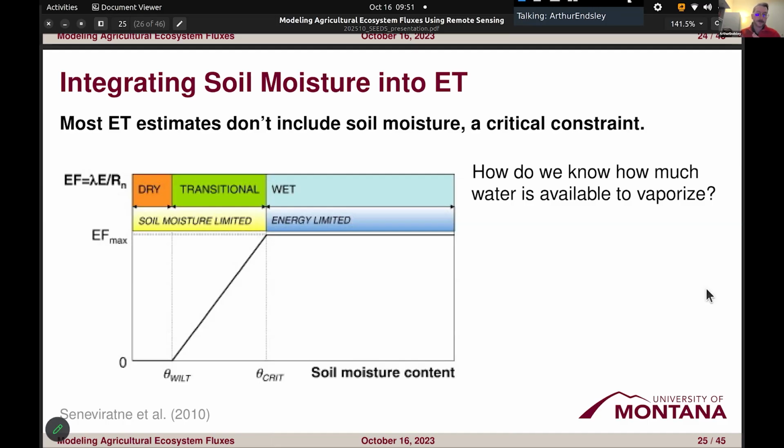And so the critical soil moisture is one parameter we might want to understand when we're modeling the effect of soil moisture on ET. And then there's also the wilting point, which is basically when there's no more water that can be extracted from the soil by plants. There we see ET virtually cease.